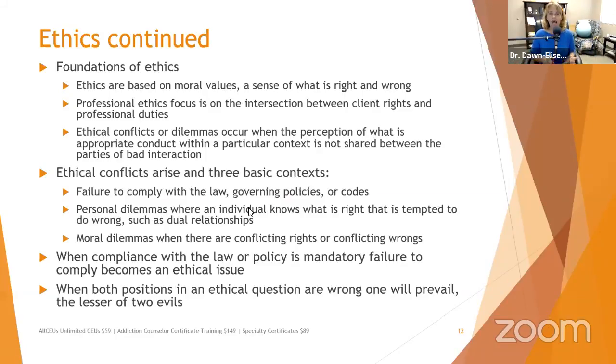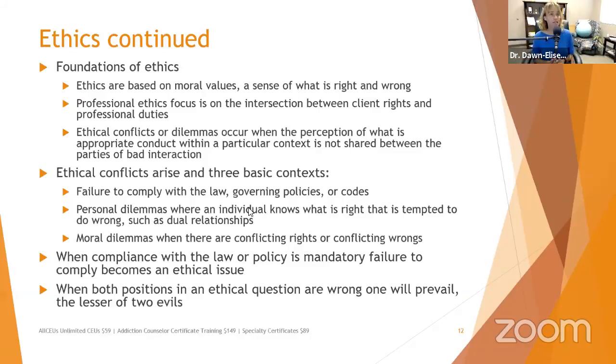Ethical conflicts arise in three basic contexts: failure to comply with the law, governing policies, or codes. So you didn't even do the bare minimum. Personal dilemmas, where an individual knows what is right and is tempted to do wrong, such as dual relationships. And moral dilemmas, where there are conflicting rights or conflicting wrongs. I could do this and ethically I would be okay, but in my heart, I wouldn't feel right. Or I could do this and in my heart I would feel better, but ethically I might be on shaky ground. What do I do?